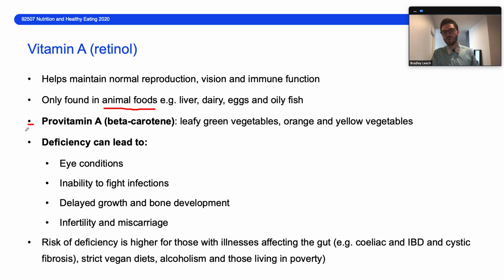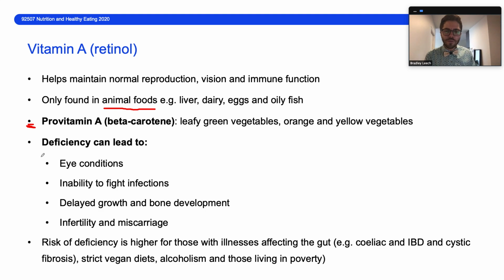Now, food sources high in provitamin A, you're thinking of green leafy vegetables and orange and yellow vegetables such as carrot and sweet potato. Now, because it's a fat-soluble vitamin, heating and cooking these foods, especially carrots and sweet potatoes, can actually make the vitamin A more bioavailable and thereby increase absorption and utilization of that provitamin A.